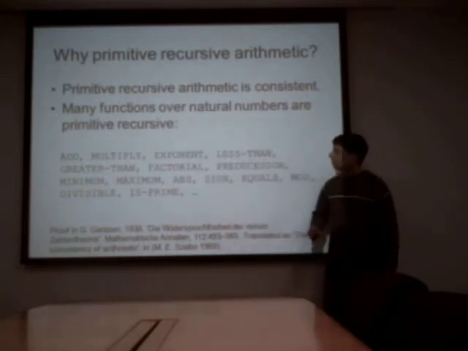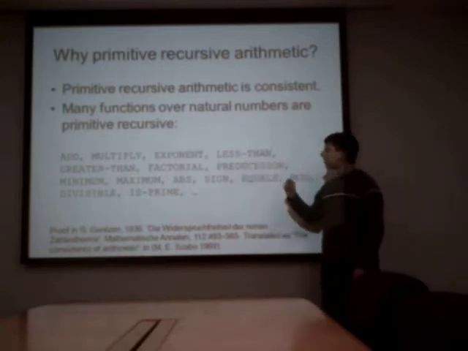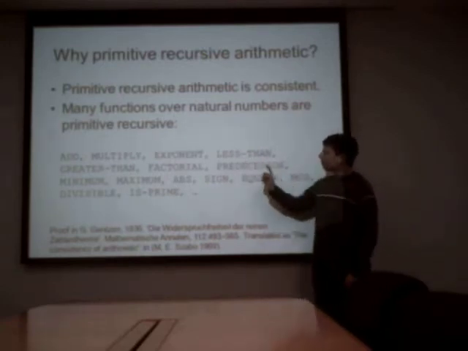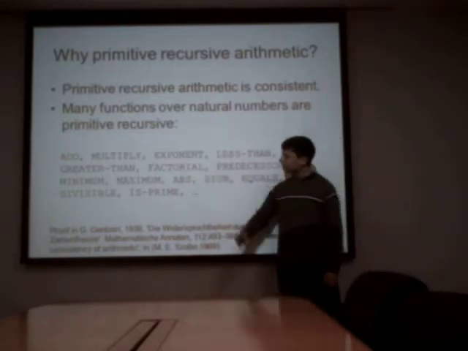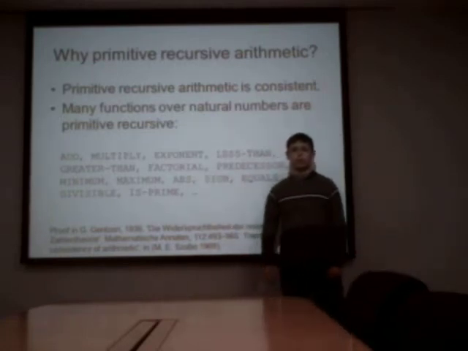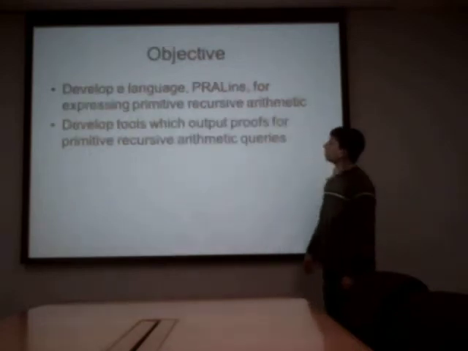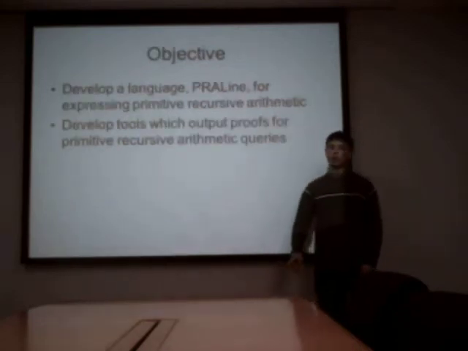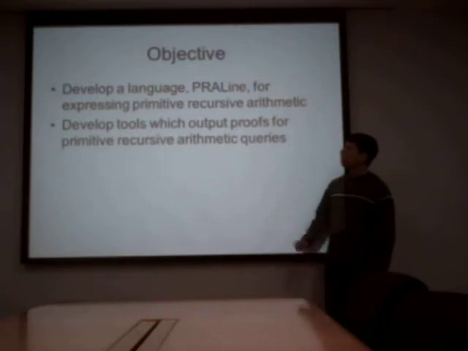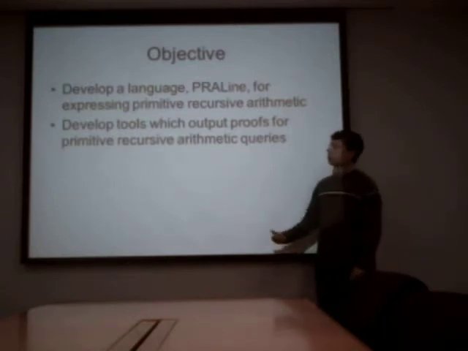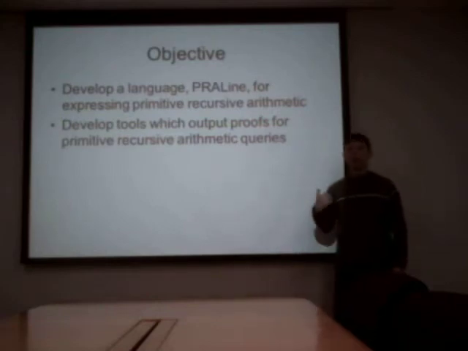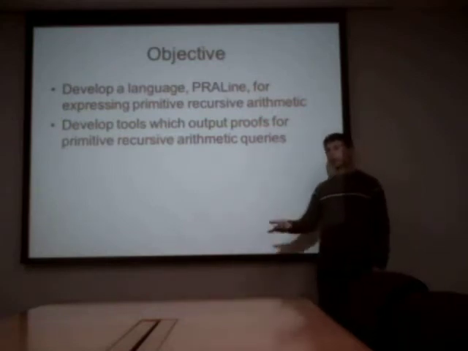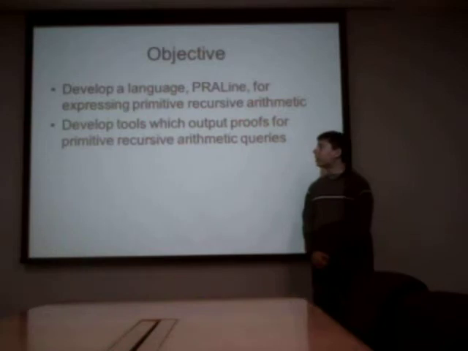All these functions here can be expressed in primitive recursive arithmetic: of course, basic arithmetic, but also minimum and maximum, so order comparisons can be expressed. And also we can do things like divisibility and is prime. So our objective is to take primitive recursive arithmetic and develop a language that expresses it. And we want to develop tools which allow us to take primitive recursive arithmetic code and perform queries on it, so to prove things about primitive recursive arithmetic in an automated sense.